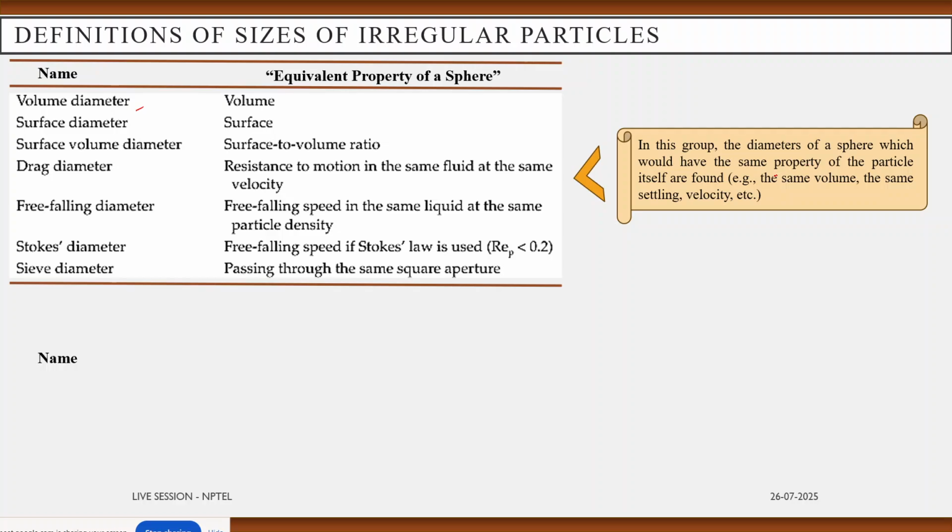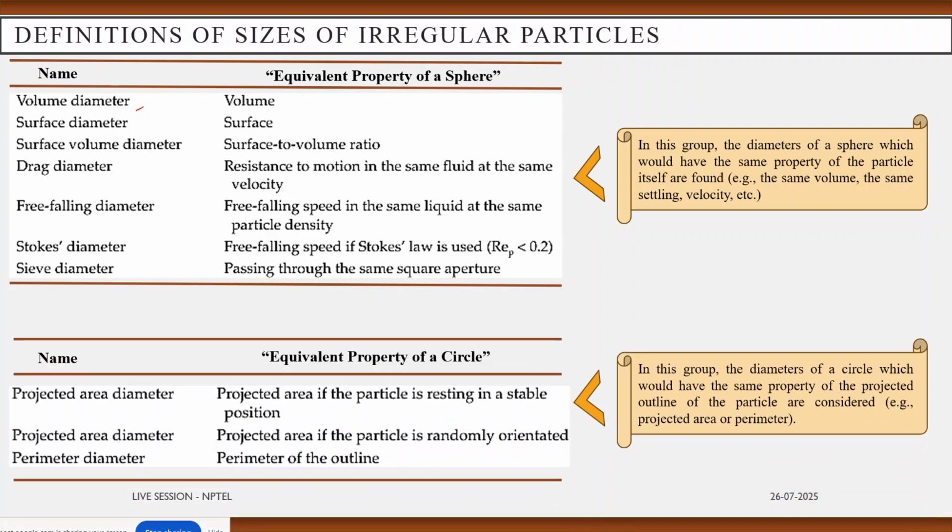We idealize the case where the diameter of a sphere has the same volume as the particle, so that the sphere also has the same volume. We will calculate the equivalent diameter out of that. This kind of definition is based on the equivalent property of a sphere. In a similar way, when we use the equivalent property of a circle, we calculate the projected area diameter.